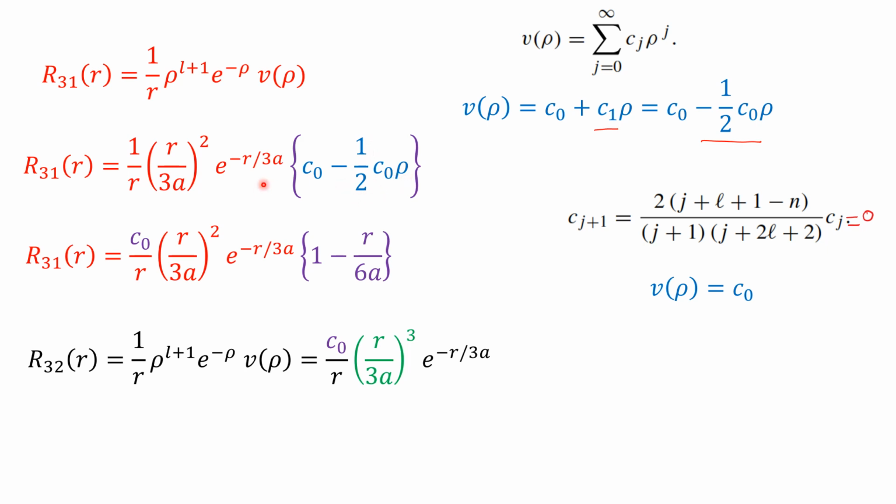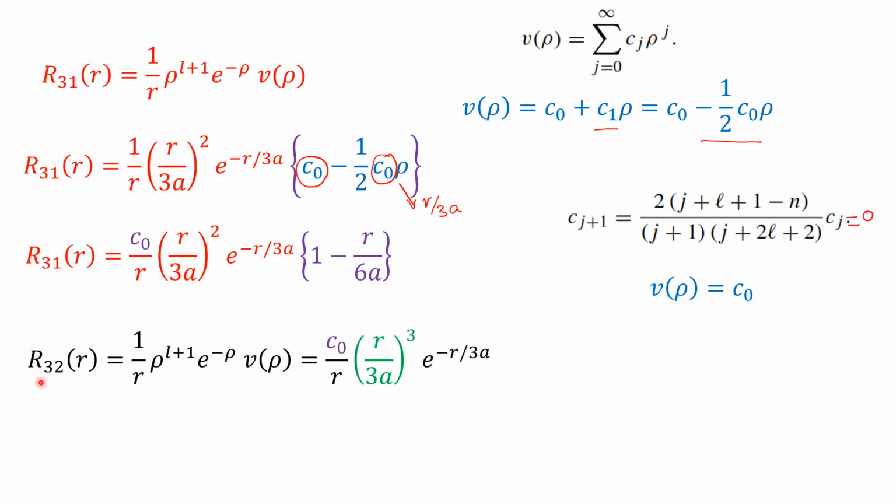Now you take C naught outside. Here you have C naught, and here also you have C naught, so I have taken that outside. Then this will be 1 minus rho over 2. But you know rho is equal to R divided by 3A, and already there is 2 here, 2 into 3, 6. So this will become minus R over 6A. This is the radial wave function of R31.